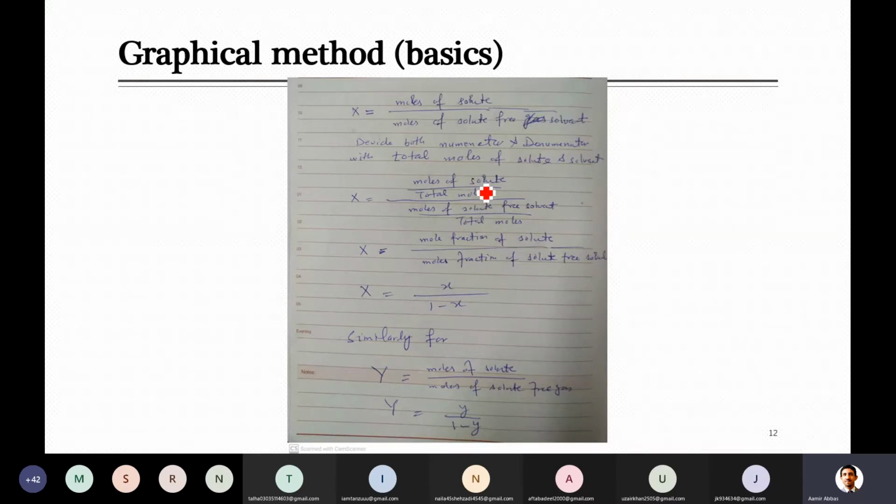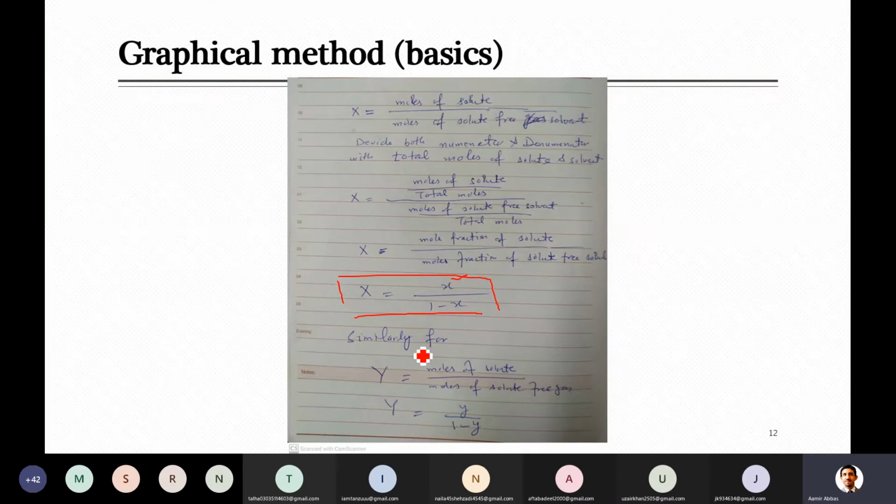And you know that this ratio is called mole fraction, moles of the solute to the total moles. So this is the mole fraction of the solute divided by the mole fraction of solute free solvent, because it is again the moles of solvent divided by total moles. If we consider that the mole fraction of the solute is represented with X, then the mole fraction of the solvent will be 1 minus X, because you know the sum of mole fractions is equal to 1. So based on that, the equation was written that X capital is equal to X small divided by 1 minus X small.